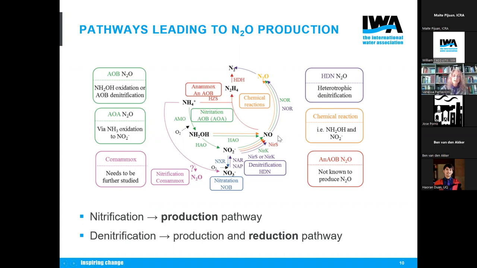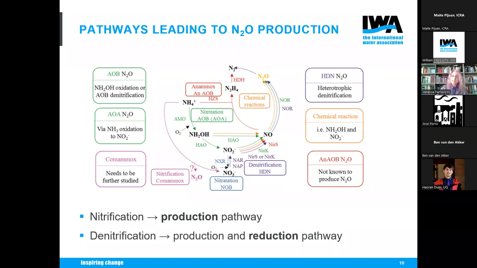On the other hand, on the right side, heterotrophic denitrification has the potential to produce and to consume N2O. N2O is an obligatory intermediate in this process. It's not a byproduct. It is produced along the multiple reduction steps, starting from nitrate and leading to nitrogen gas. So when the process performs completely, N2O will not accumulate, and denitrification will actually act as a sink of N2O, having the potential of also reducing the dissolved N2O previously produced by other processes, such as nitrification.